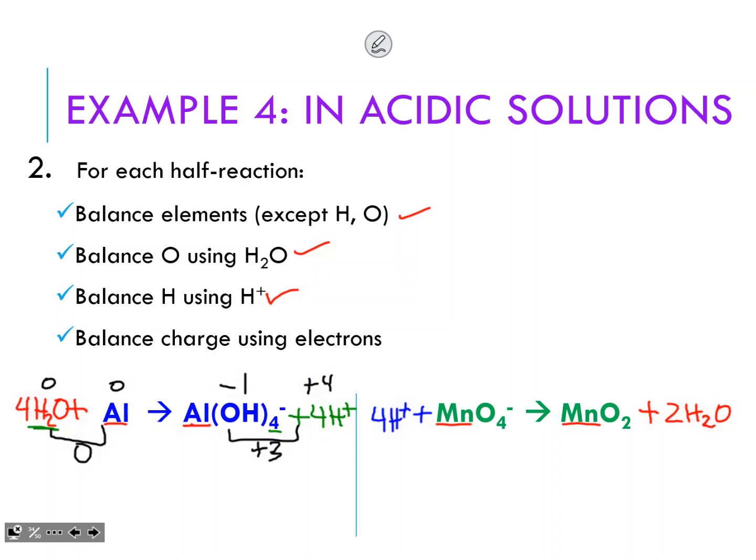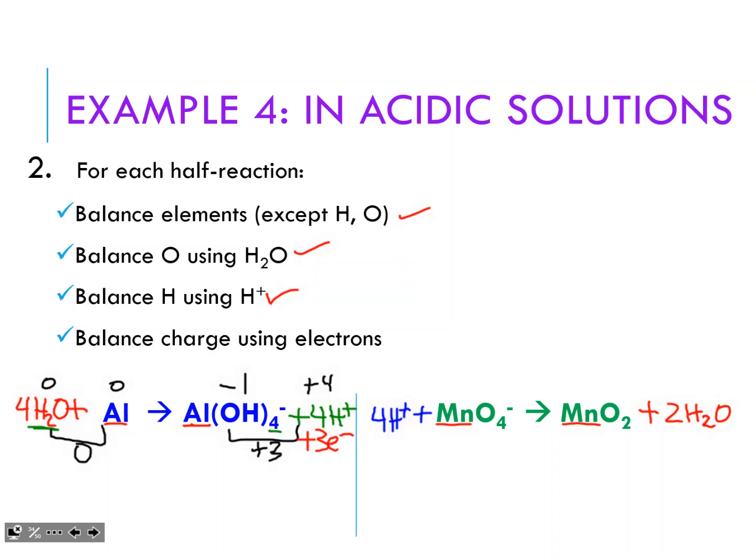+3. Now we have to balance the charges by adding in electrons. So how many electrons do I need to add, and which side do I add them to? 3 to the right. Yes, I add them over here. I add 3 electrons to this side. That means I have 0 equals +3 and -3, because remember, electrons are negatively charged particles, so they add in negatives.